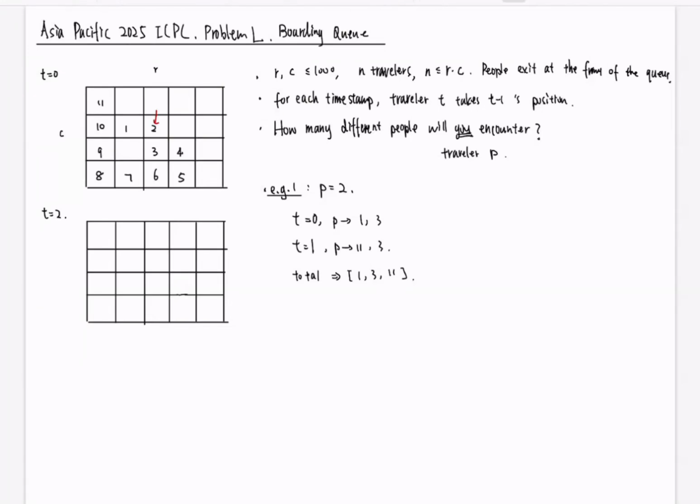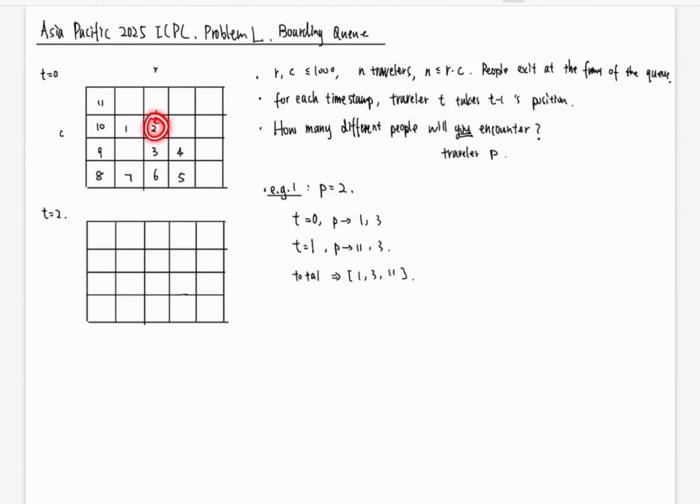Today we will walk through Asia Pacific 2025 Problem L, Boarding Queue. The problem states: given a grid of 1,000 times 1,000, there are n travelers in a queue like this, from traveler n to traveler 1. People exit at the front of the queue, so the location of the first traveler will be the boarding gate where people exit. For each timestamp, traveler T will take T minus 1's position.